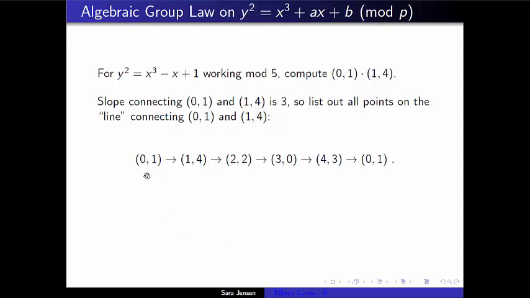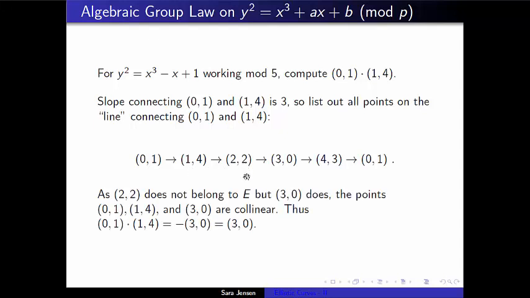And just as we did with the geometric version, these 2 points lie on my elliptic curve. (2, 2) does not. So I move on, and the third collinear point would be the first value I find in this list after these first 2 that also happens to belong to E. And that's this point (3, 0). Again, because (3, 0) is its own reflection across the x-axis, these 3 points are collinear, and it happens to be the case that (0, 1) plus (1, 4) is just equal to (3, 0).